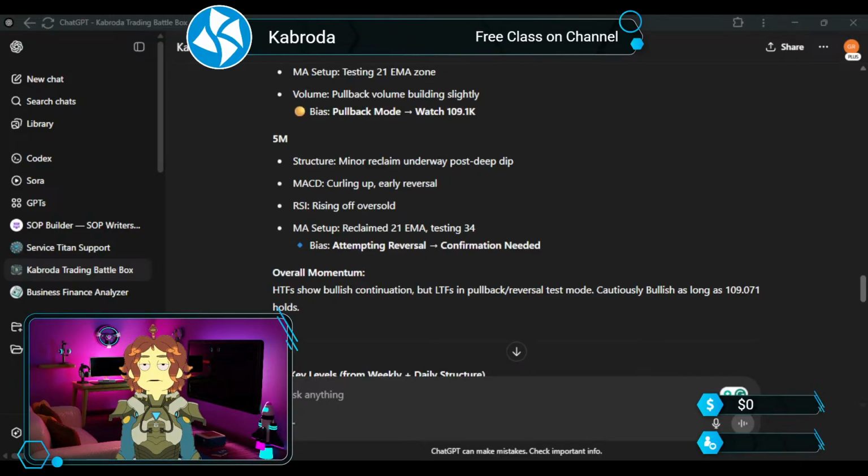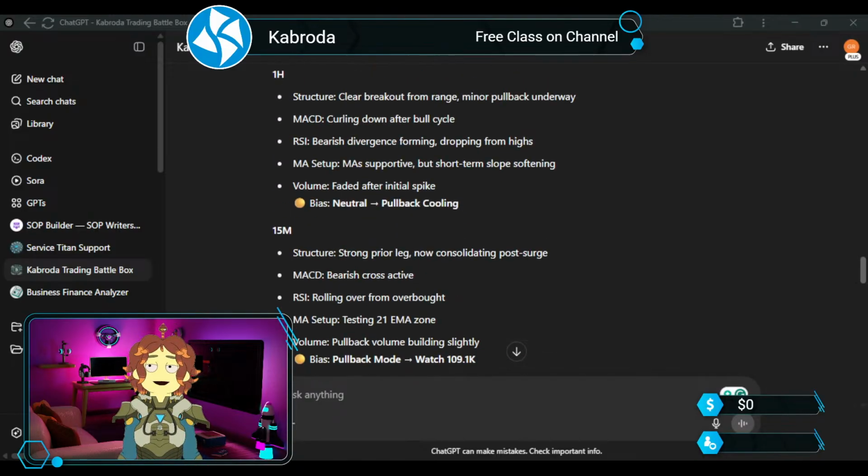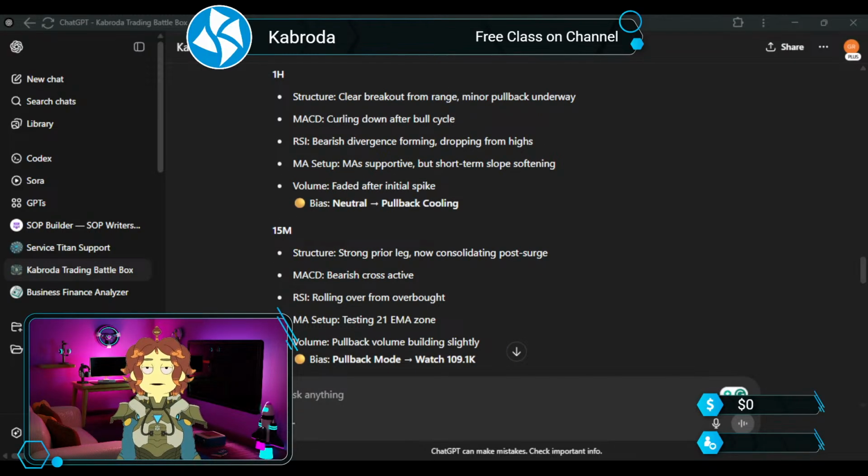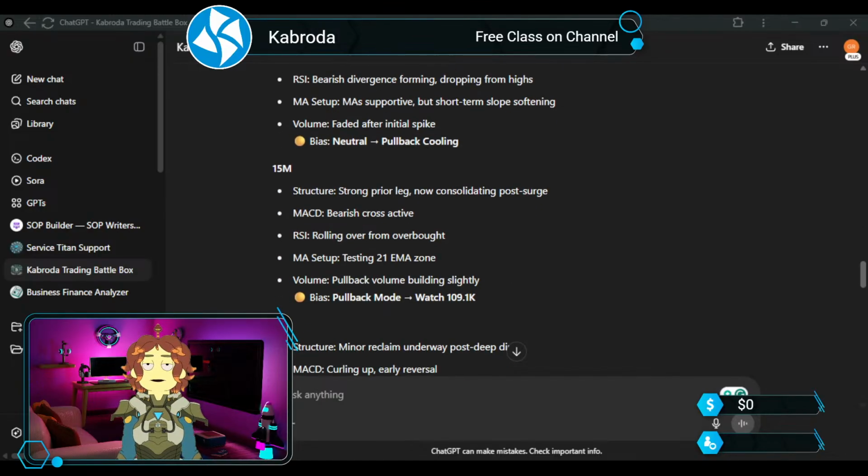Alright, 5 minute. Structure: minor reclaim underway, post deep dip. So yeah, let's check that out actually. Oh my bad, that was the 15 minute that said 109K. That 1 hour says pullback cooling.